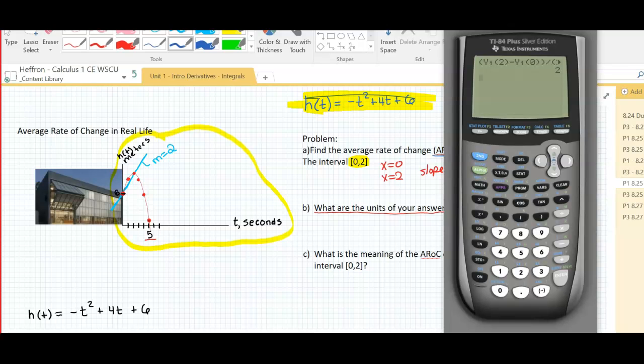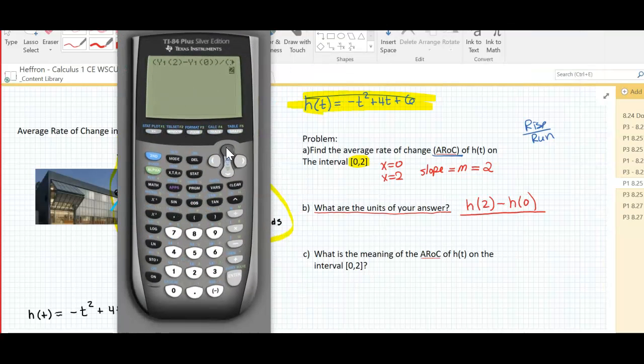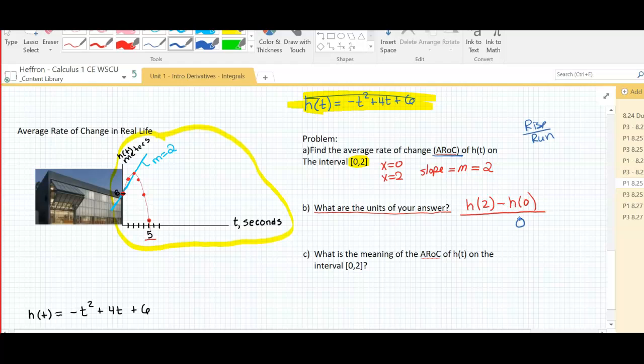Let's look back at the calculator. What did we have up here? It was hard to see. But if I go back up here, what was in our denominator? 0. 0 was one of them. And what else was there? And 2? Yeah, it was 2 minus 0. So this was really our x2 minus our x1. And this was our y2 minus our y1. That's all we're doing when we're finding these average rate of changes, is we're just finding slope.